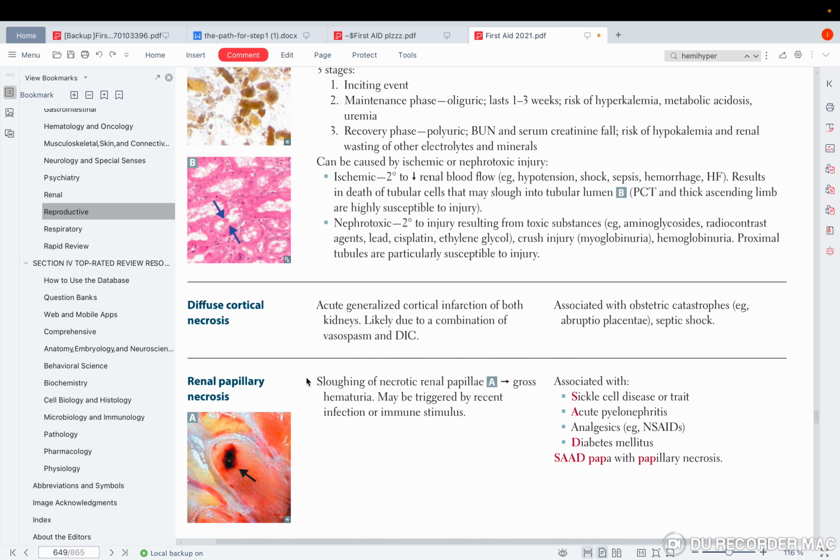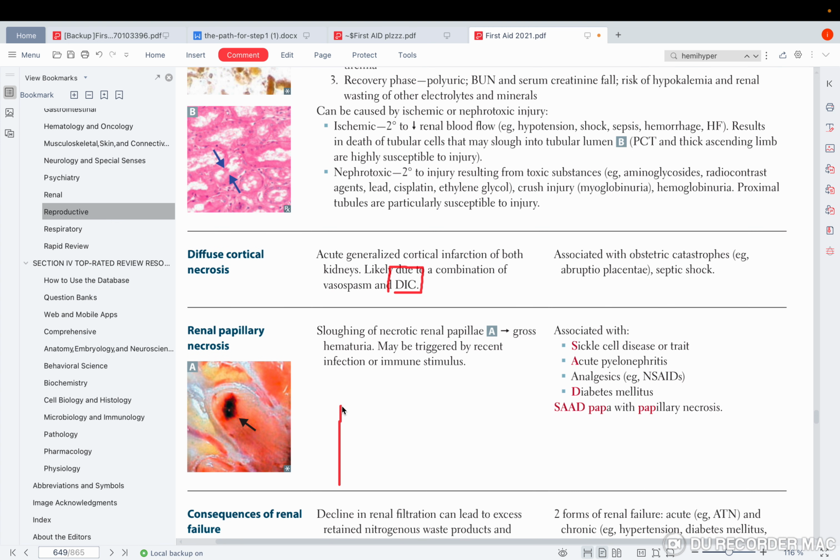Diffuse cortical necrosis. Acute generalized cortical infarction of both kidneys. Both kidneys are messed up. What the hell can cause that? Well, it's likely due to a combination of vasospasm and DIC. DIC is disseminated intravascular coagulation, a disease that basically leads to what? If this is your blood vessels, you will have a creation of a lot of microthrombi inside of it. Creation of these microthrombi will lead to thrombosis of so many vessels, so you have a hypercoagulable state.